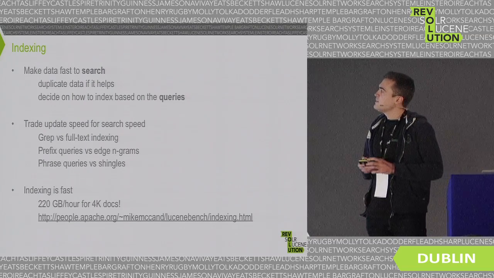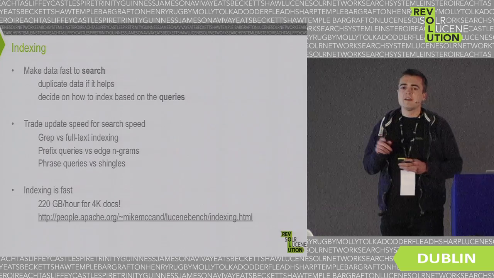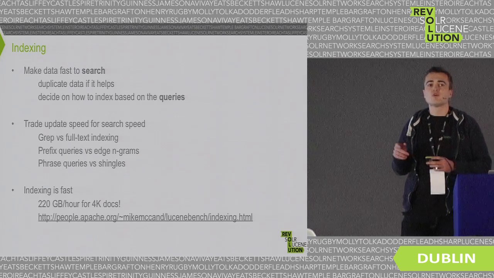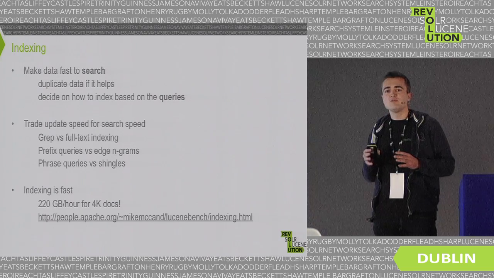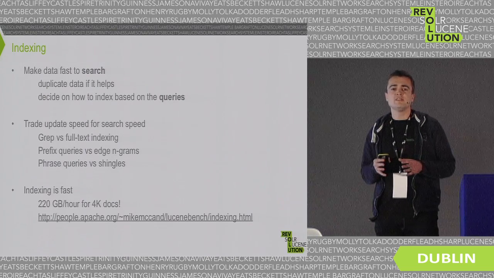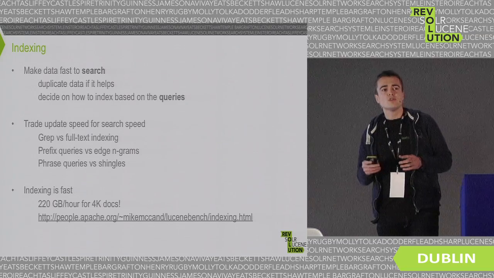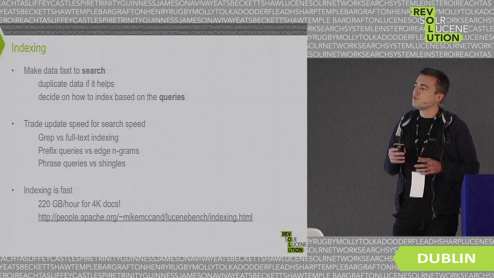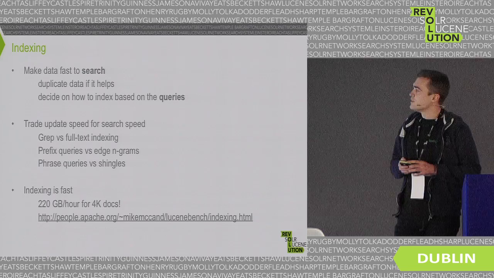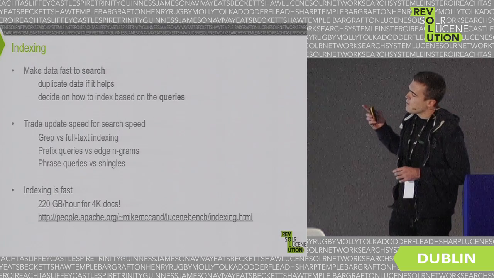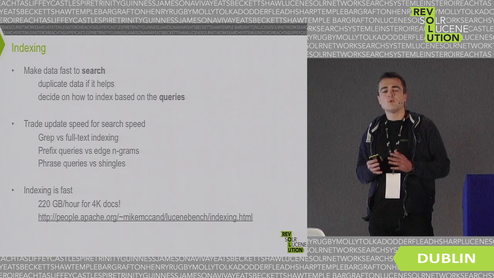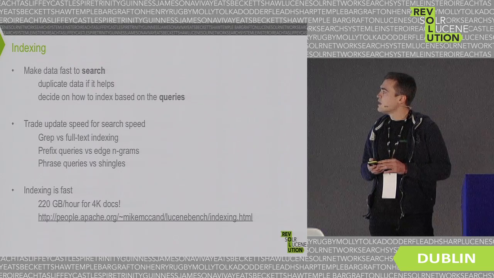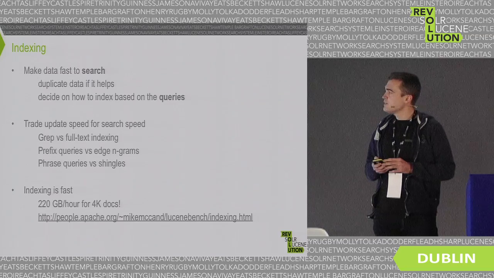And in order to make data fast to search, you need to decide on how to index your data based on your queries, not based on your documents. Meaning that if you want to make data fast to search, putting it into a Lucene index is not good enough. You also need to think about the way to index data in Lucene. Most of the time, Lucene does what it can in order to trade update speed for search speed.